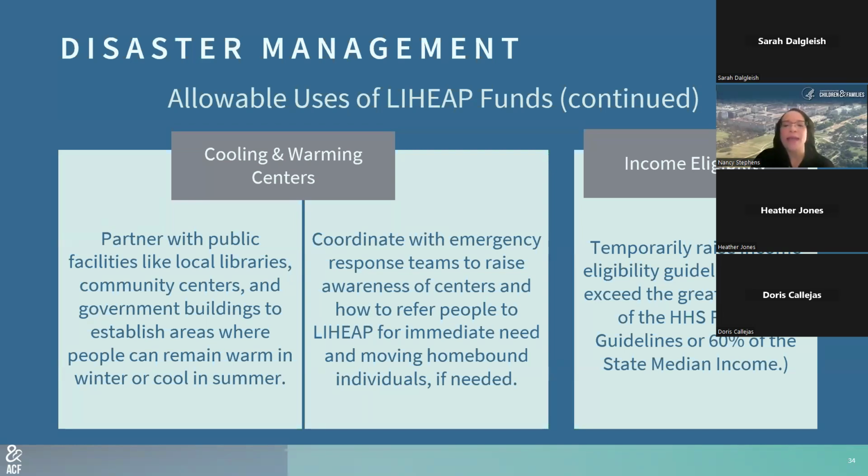Please also remember that if you do make changes to your income eligibility, it may never, under any circumstances, as indicated in LIHEAP regulation, be set to an amount that exceeds the greater of 150% of the HHS poverty guidelines or 60% of the state median income.